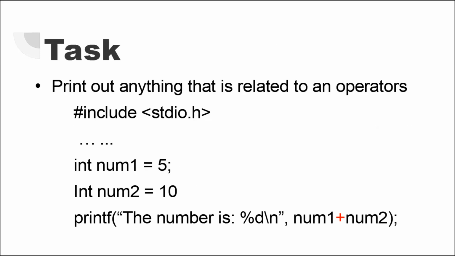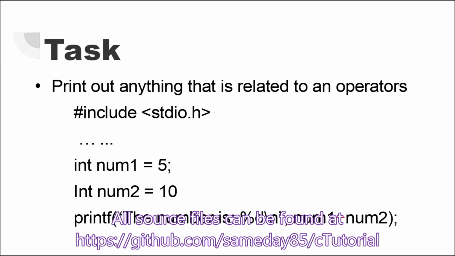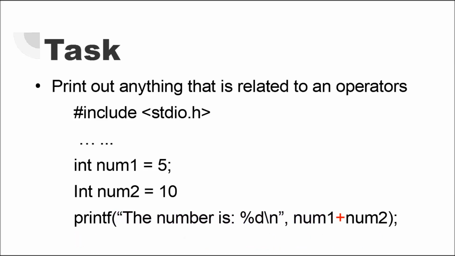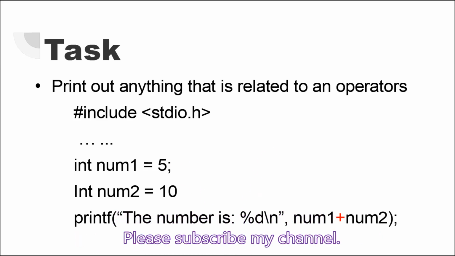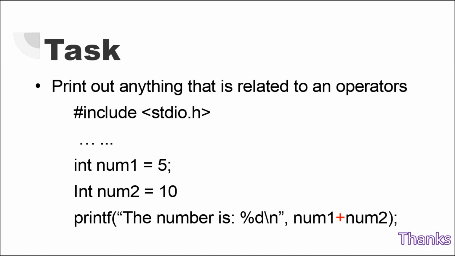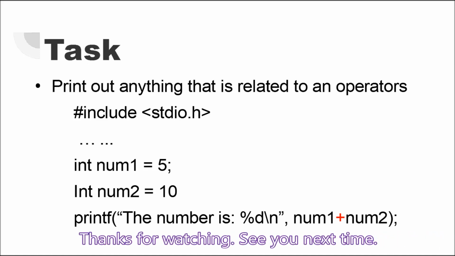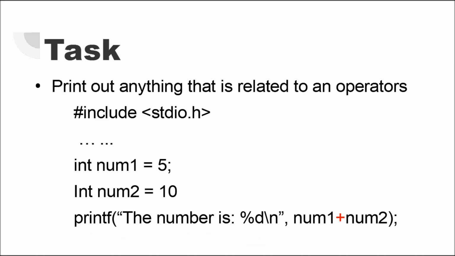Yay! Finally, at the end, the task. This one is always about operators. Print out anything that is related to operators. Okay, in this example, we have printf the number is %d \n, num1 plus num2. In case you're wondering, it will say the number is 15 because 10 plus 5 equals 15. Just do something like this. We have an example in case you don't have one, but try to do something different from this. Don't try to copy all the stuff we have here. Let your imagination go wild.